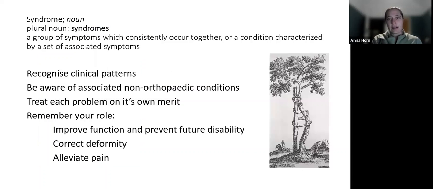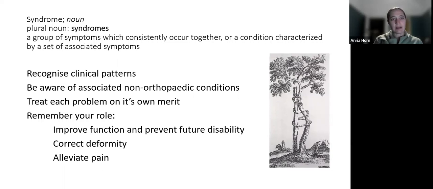Anyway, it's the end, guys. This is my last slide. So just to remind us that the syndrome means a group of symptoms which consistently occur together, or a condition characterized by a set of associated symptoms. So the key is pattern recognition, and obviously the more you see it, the more you'll be able to recognize it. But it is a very rewarding field of orthopedics, especially obviously for me.